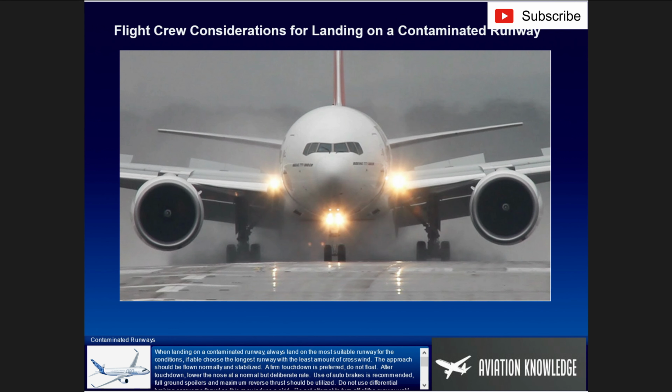When landing on a contaminated runway, always land on the most suitable runway for the conditions. If able, choose the longest runway with the least amount of crosswind. The approach should be flown normally and stabilized. A firm touchdown is preferred. Do not float. After touchdown, lower the nose at a normal but deliberate rate.